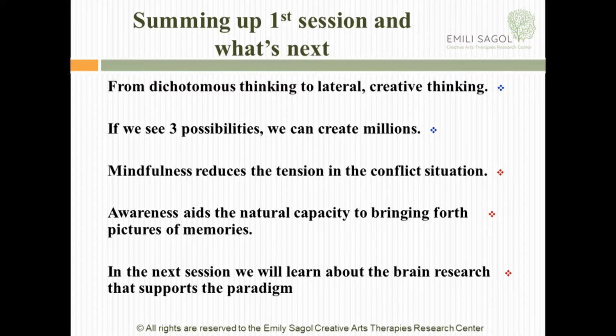Okay, to sum up the first session. In the first session, we saw the importance of having three possible solutions in order to have choice. In other words, we are moving from dichotomous thinking to lateral, creative thinking. If we see three possibilities, we can see many, many more. Adding some aspects of mindfulness, we reduce the tension in a conflict situation. The state of awareness aids us to employ the natural capacity of bringing forth pictures of memories.